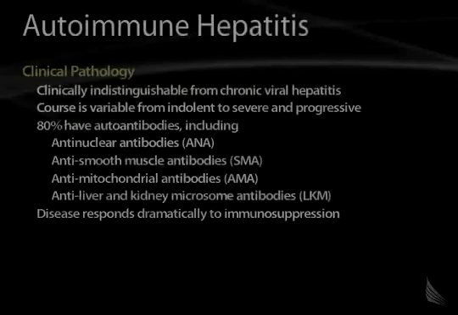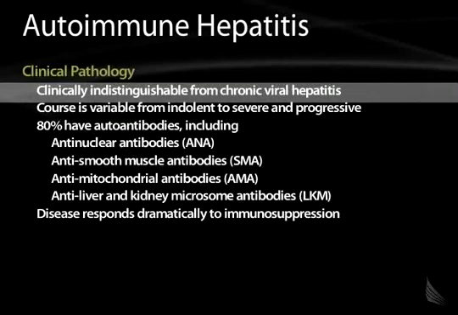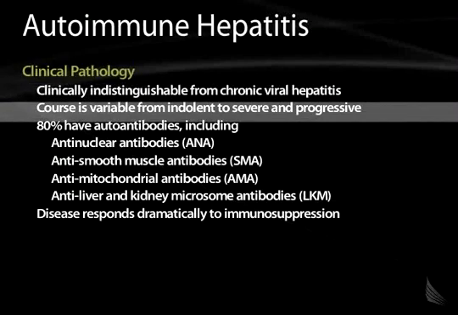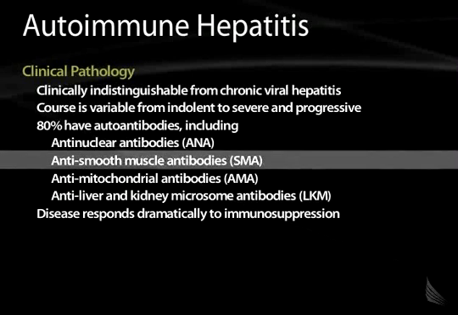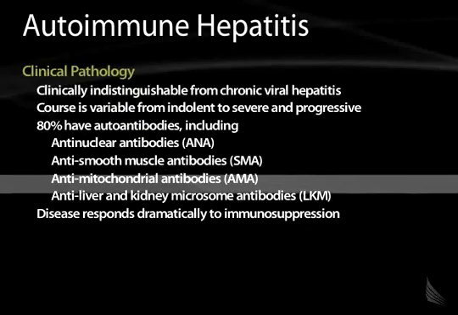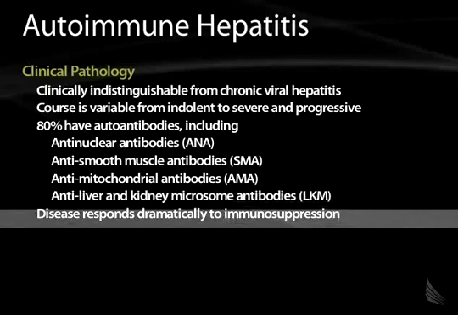In patients with this disease, it's usually indistinguishable from chronic viral hepatitis, in which you get an increase in the AST and the ALT. The course is variable from indolent to severe or progressive, resulting in cirrhosis. 80% of these patients usually have other autoantibodies detected in their serum, including ANA, SMA, AMA, and LKM1. The disease responds dramatically to immunosuppression with steroids.